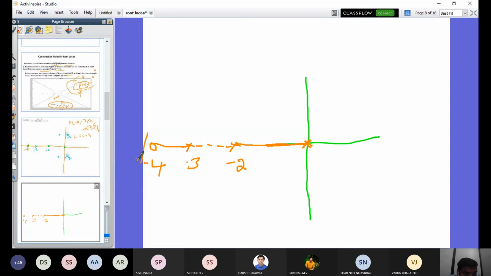Why? Because it is an even number. Very good. That's all. So up to -4 it will be present. Okay, up to -4, the segment -3 to -4 will be a part of the root locus axis. After -4, there are no poles and zeros, and there won't be any root locus axis after -4, because here we have an even number of poles and zeros in the right half of the segment.